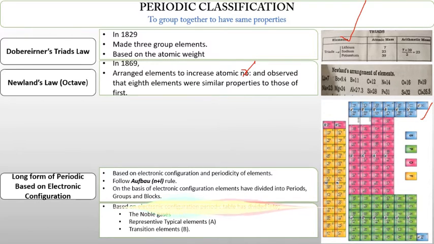He observed that every eighth element has properties similar to the first one. The figure on the right shows lithium to chlorine by atomic weight. You can see below lithium there is sodium, and beryllium has magnesium. It means each group has similar properties. So this was Newlands' law.